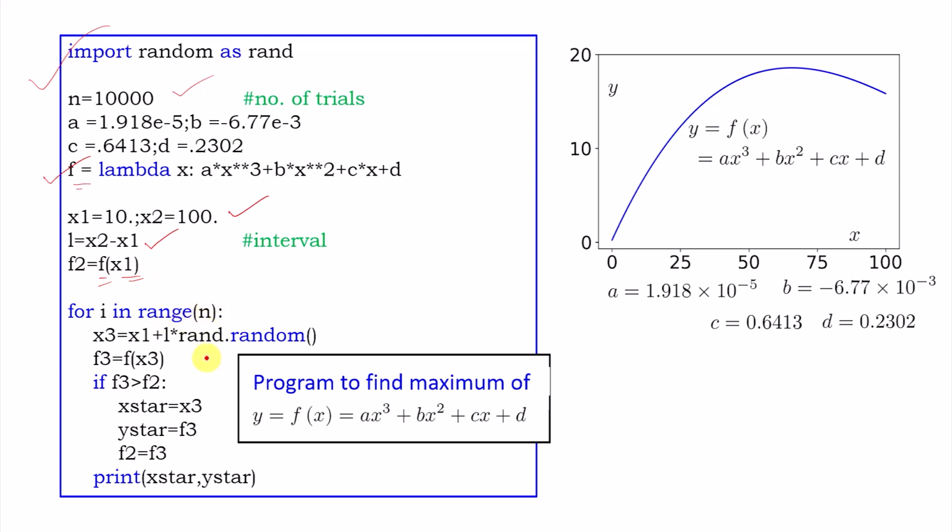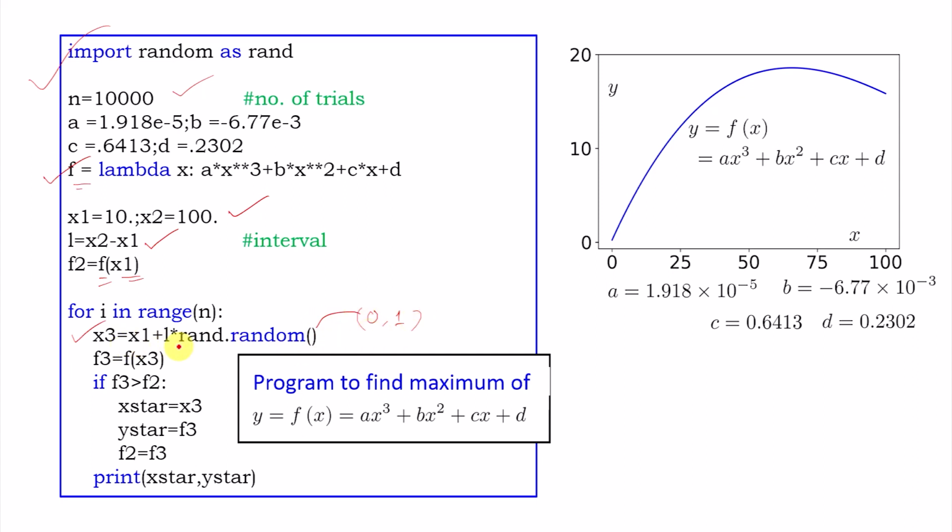Now I go into this for loop and I continuously generate random numbers. Every random number I generate, by default, will be between 0 and 1. I make sure that it is generated within this x1 and x2. So I take this point x3 where the random number is generated, that is x1 plus L multiplied by this random number, which is generated between 0 and 1.